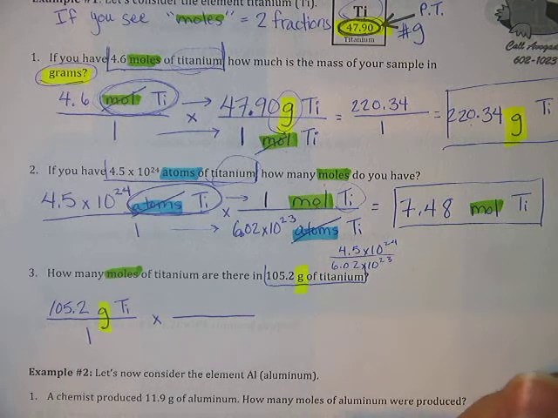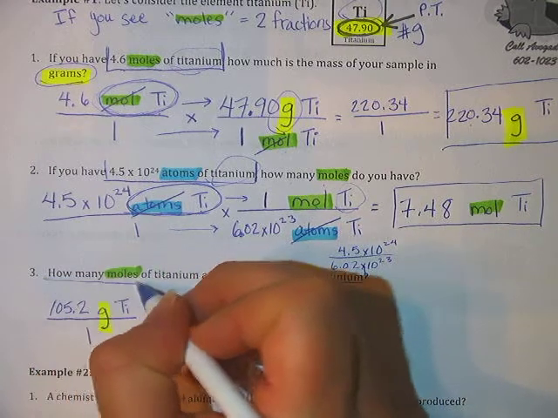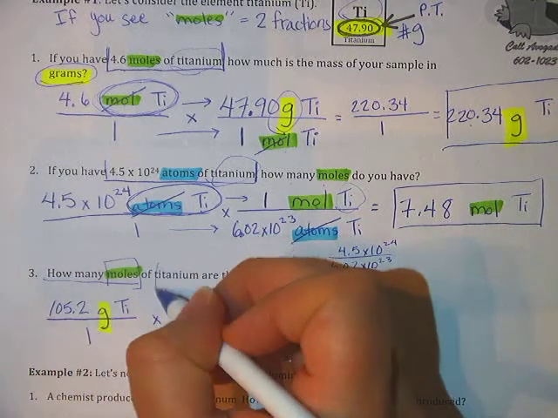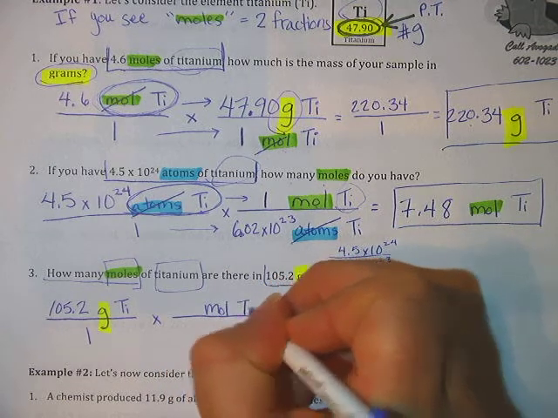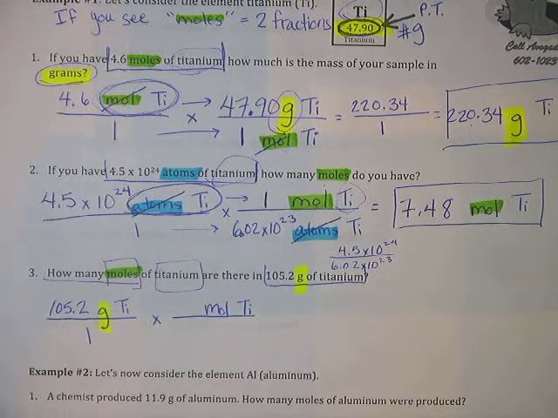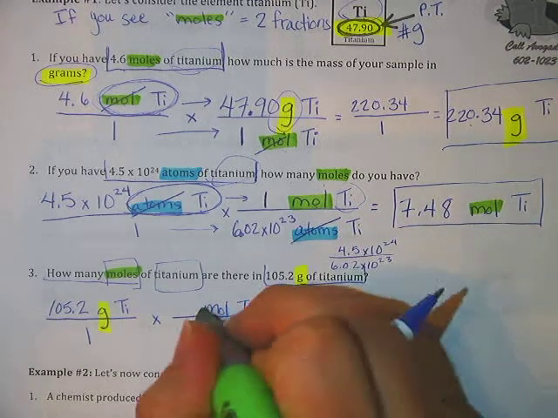And whatever they're asking me to find should go on top of my last fraction. So they say how many moles. They're asking me to find moles of titanium. So moles of titanium are going to go on top of the last fraction. That's the unknown that they're asking me to find. Goes on top of that last fraction.